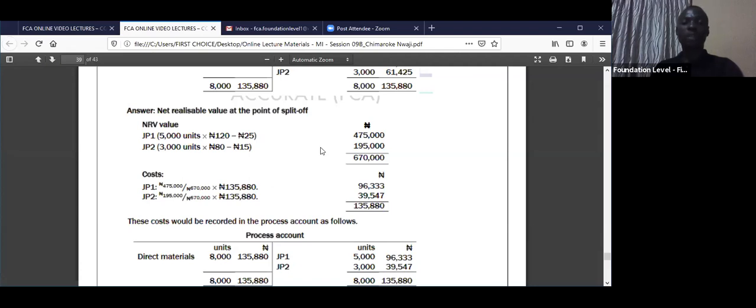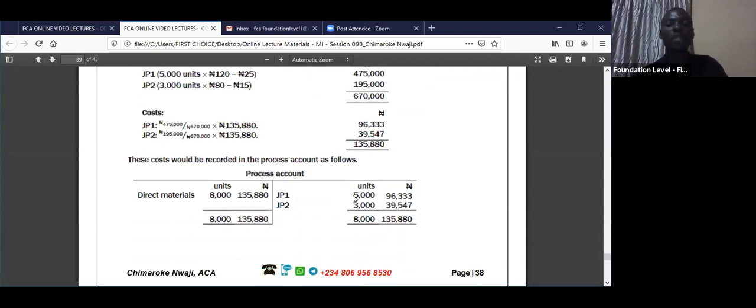So you use the same method: this 475 divided by 670. At the end, you find out that the apportioned costs are different for the three methods. So if the examiner is silent on which method, then you take whichever method you want. In the exam, you might be asked an objective question.